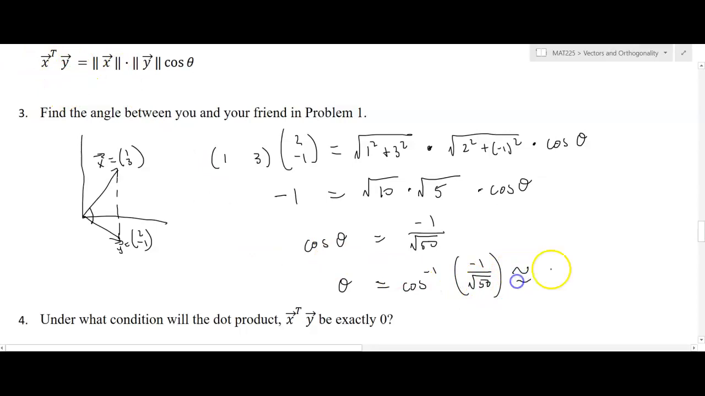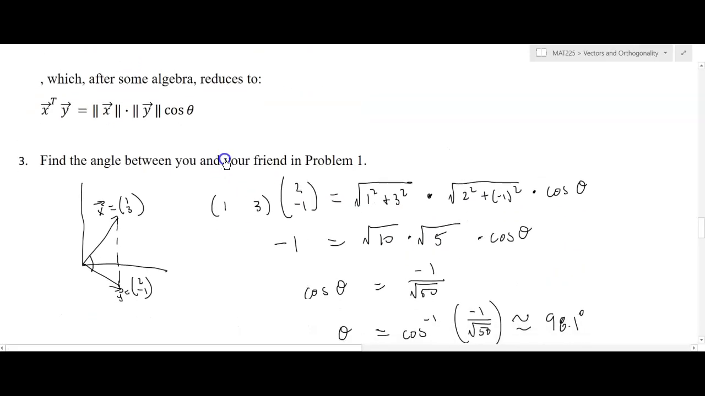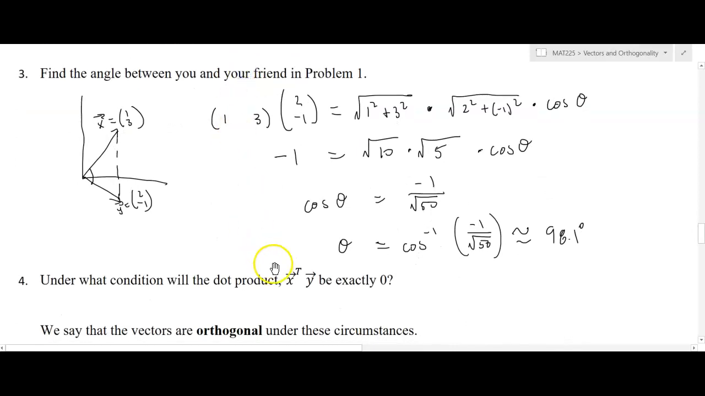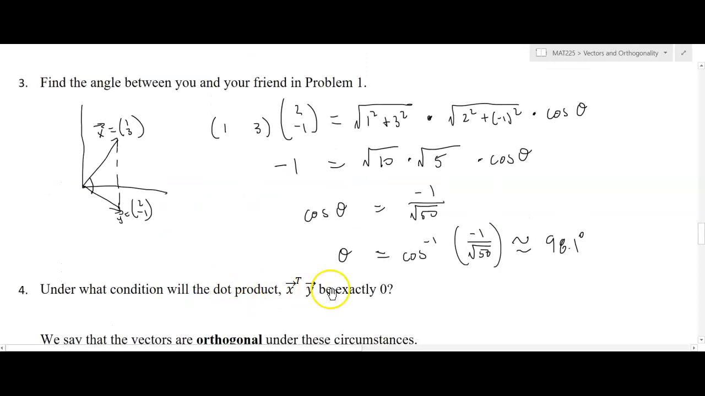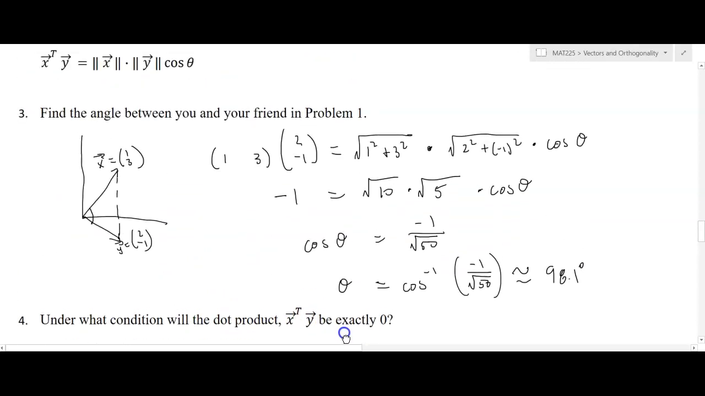And that comes out to about 98.1 degrees. So that is how we could find the angle, that relationship between the angle and the two vectors themselves. An important thing we want to consider is when will the dot product x transpose y be exactly 0 in this formula?